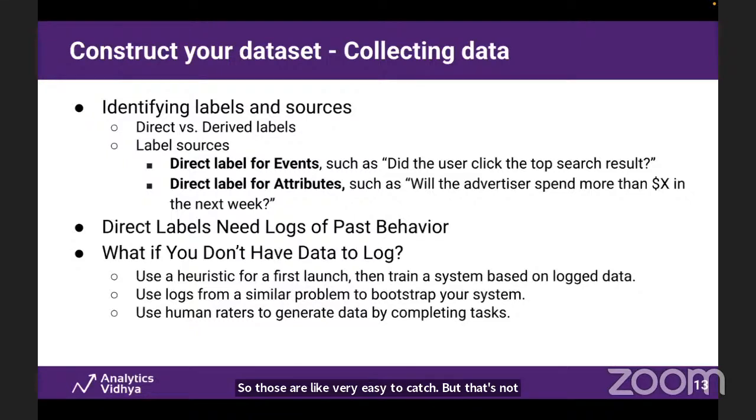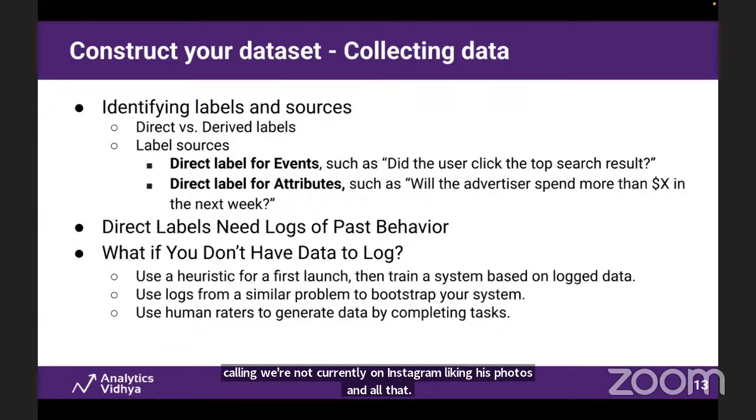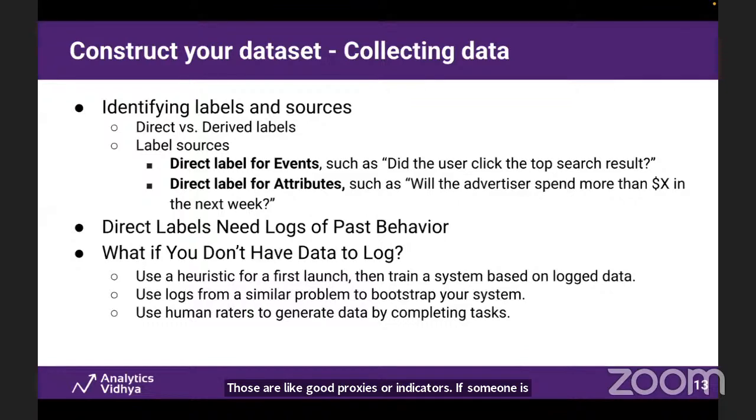So you might as well see if there are other signals which will help us identify if the person is a Virat Kohli fan. Maybe the person is watching a lot of old videos of Virat Kohli, following Virat Kohli on Instagram, liking his photos and all that. Those are good proxies or indicators if someone is a Virat Kohli fan. So those would be considered derived variables, derived labels, rather than a direct variable, a direct label.